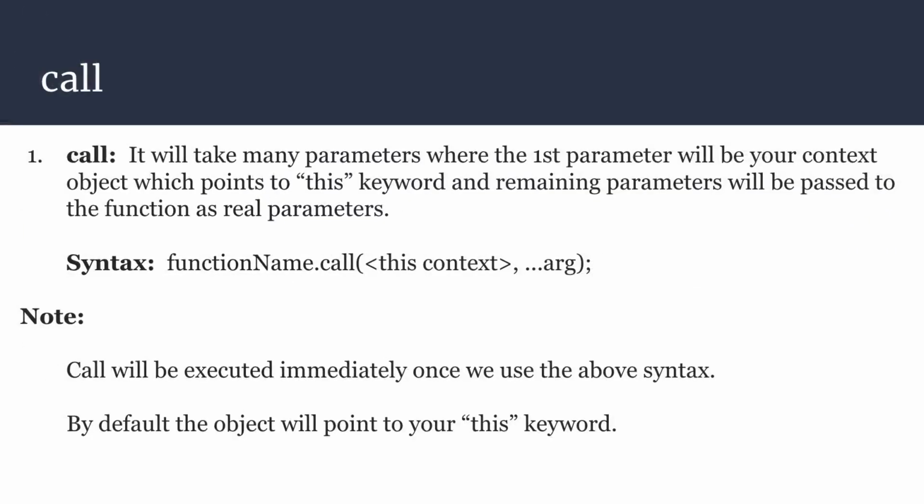Call. It will take many parameters where the first parameter will be your context object which points to the this keyword, and the remaining parameters will be passed to the function as real parameters. As we saw in the example, the real parameters can be passed after this first parameter. Example: function name dot call with some context, comma, number of arguments. Note, call will be executed immediately once we use the above syntax. There is no need for an external call for this function. By default, the object will point to your this keyword.